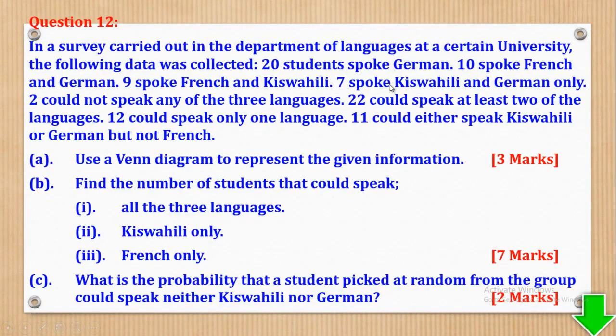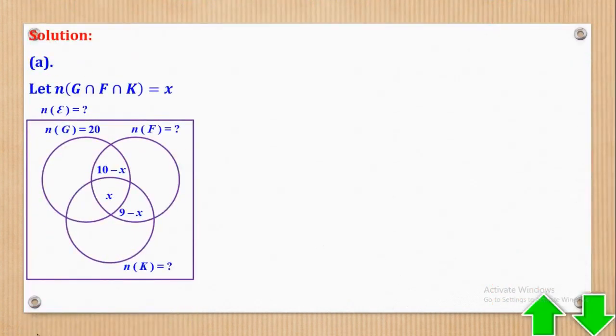So that was 9. What about this 7? This 7 says 7 spoke Kiswahili and German only. Note this word "only". What does that mean? Kiswahili and German, the intersection is this, but they said only, meaning that this one is not included. It means that the 7 is only here. So you come and put our 7 there.